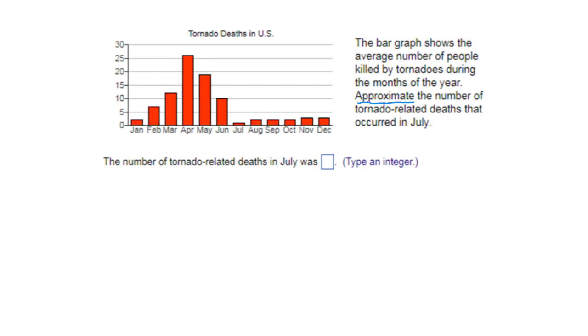Approximate is important here. It means we may not know exactly what it is, but we can estimate it. So we're looking at the month of July, and we want to know approximately how many tornado-related deaths there are. Since the height of that bar looks like it's about right here, I'm placing it on the horizontal. This looks like it's about a 2, since it's below the halfway mark between 0 and 5. It does say type in an integer here, so I would place in the number 2 as my estimate.